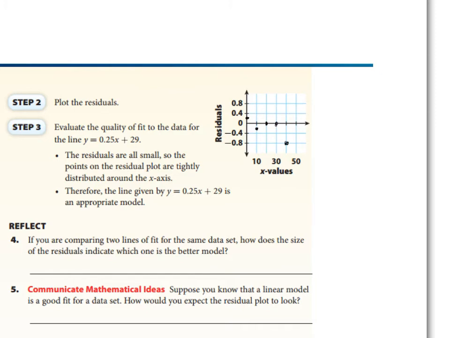Overall, to evaluate the quality of it, the residuals are all small. They're tightly distributed. Again, we do have that one kind of oddball, but one oddball is better than the majority of them being oddballs. So we'll say that this is a pretty appropriate model here. So if you're comparing two lines of fit for the same data set, how do you figure out between the size of the residuals which one's the better model? Well, you want the smaller residuals.